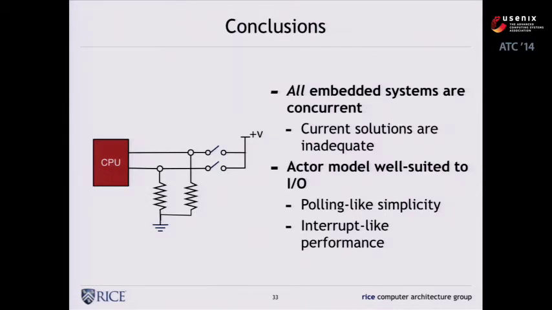Current applications, current runtime systems, things like the Arduino, things like our previous work that we described 2 years ago, our Python interpreter, they're inadequate. They don't solve this problem. The actor model, which is a great model for software concurrency, turns out to be a great model for hardware concurrency also. It lets you program the device as if it's a blocking system using polling, but you get performance like you do if you use hard-coded interrupts.